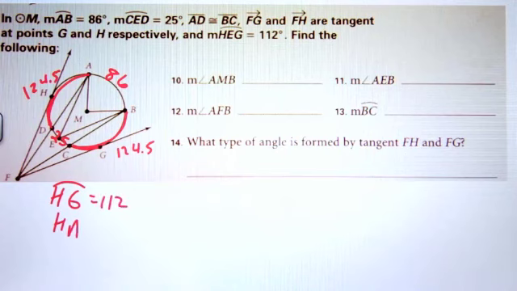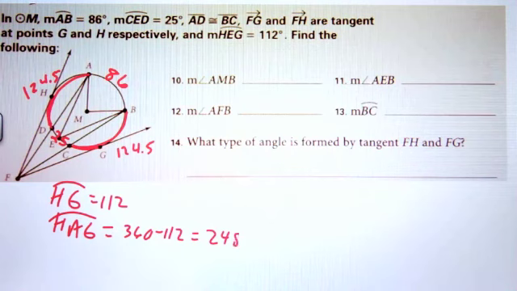So HAG would have to be 360 minus 112, which would be 248. And if I subtract off the 86, I get 162. And if I divide that by 2, I get 81. So from B to G, it's 81. And from A to H, it's 81. Boy, this thing is just getting easier and easier as we go. We just start to figure out all these little angles and arcs.